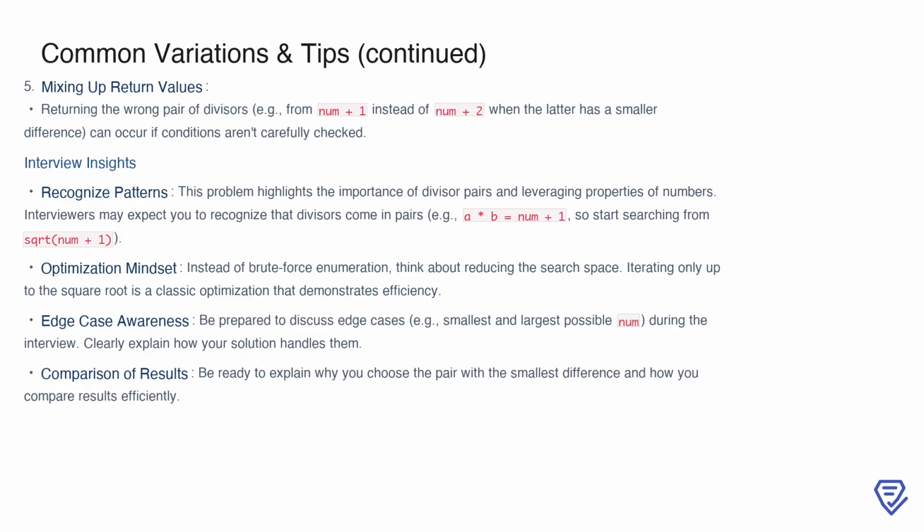For example, you might accidentally return the divisors from number + 1 instead of number + 2, even when the latter pair has a smaller difference. This typically happens when conditions in your code aren't carefully checked.